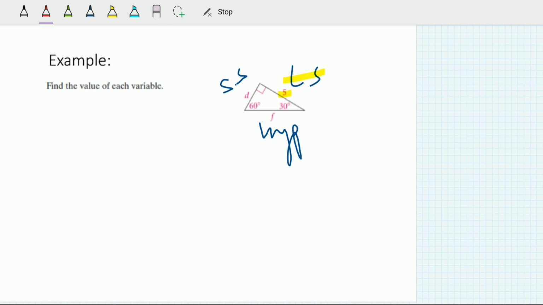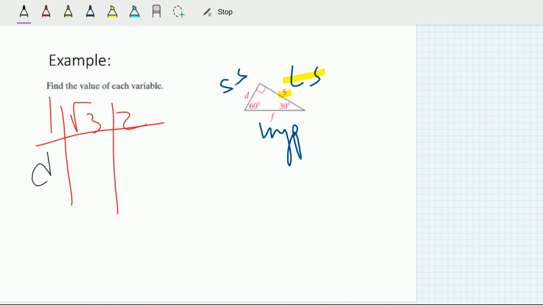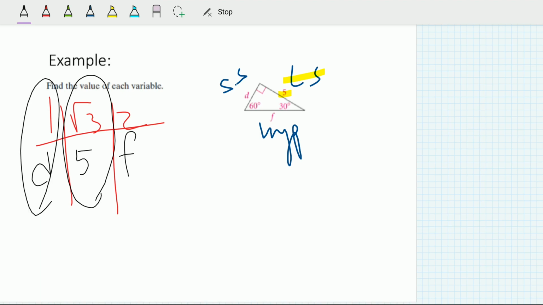So the way to do this is the table, 1, square root 3, 2. And then let's go ahead and fill this out. So 30 degrees is going to be the letter D. Across the 60 degrees is going to be 5. And then across the 90 degrees is F. So if you notice, we're going to have to use this one for whichever one you solve for first, because that's the only one that has numbers. So you decide: do you want to solve for D or F first? I'll solve for D, whatever.